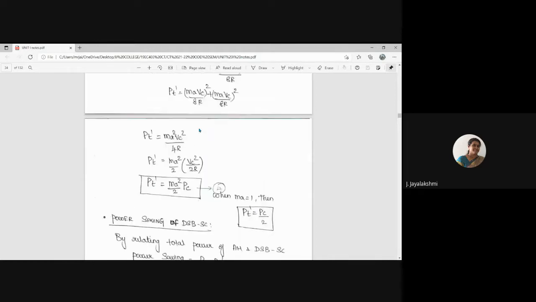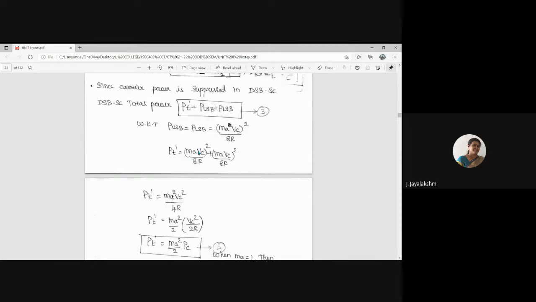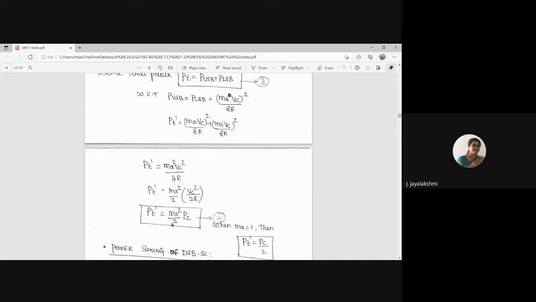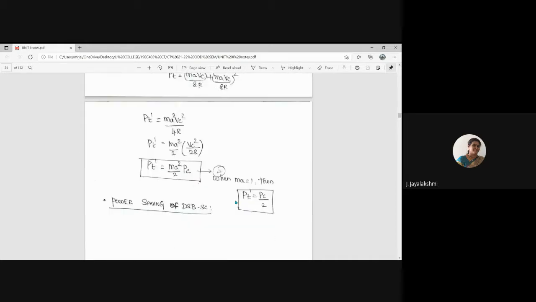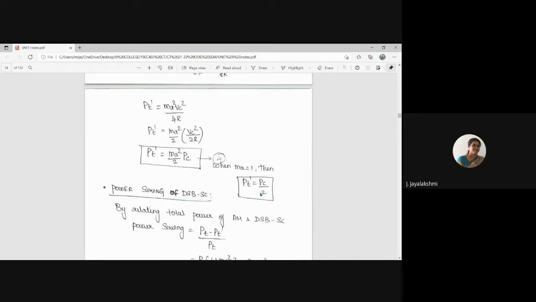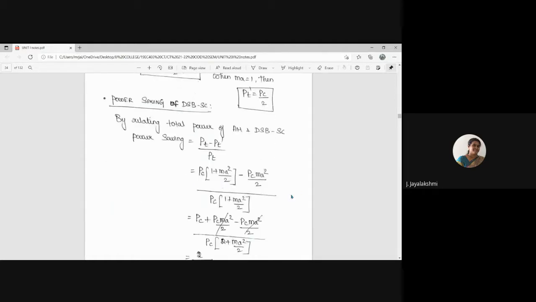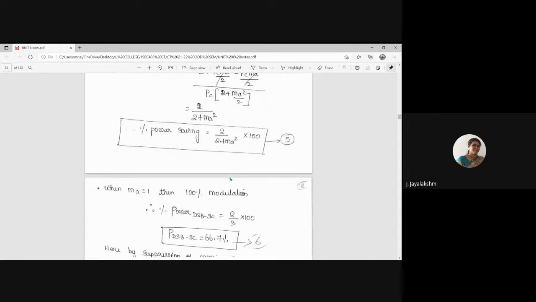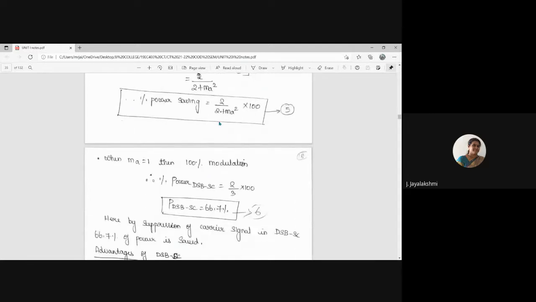So the sideband powers are going to be MA square V square by 8R and another MA square VC square by 8R. Substituting that, you will have the total power carried. And if MA is equal to 1, you will have 0.5 times the carrier power. That is the amount of power needed for transmission, and how much you save is 66.7%.